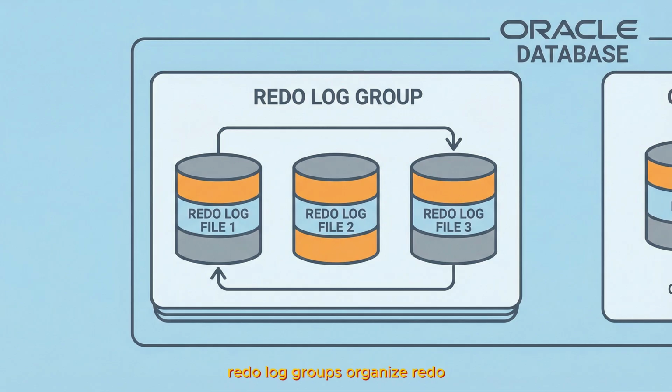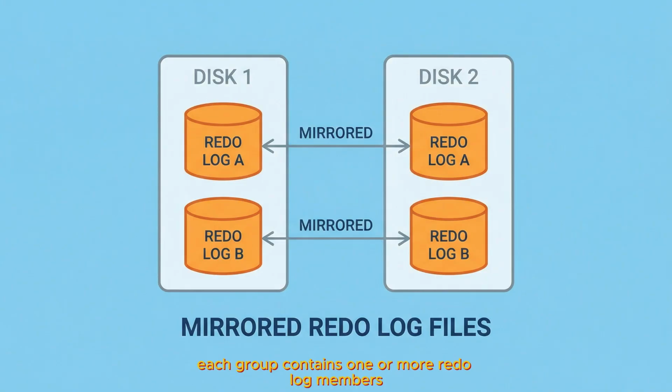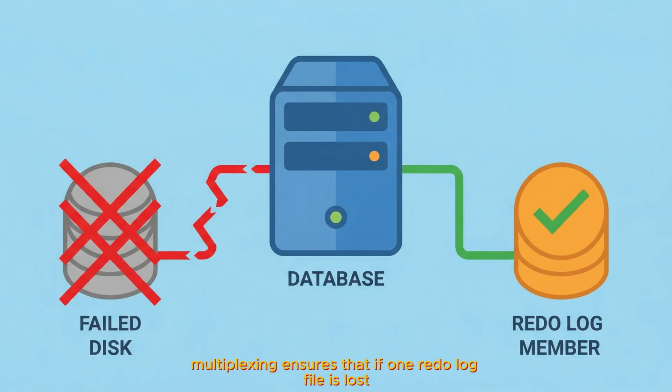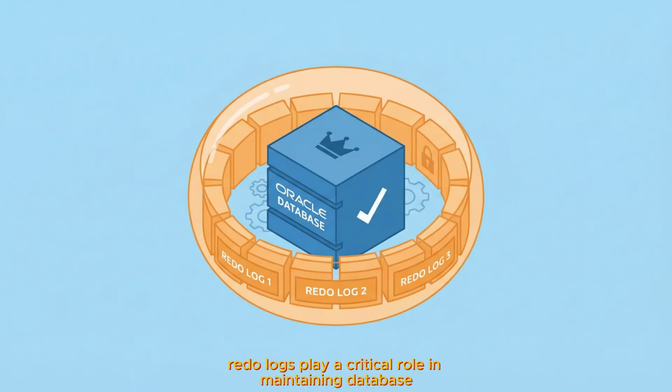Redo log groups organize redo log files into logical units. Each group contains one or more redo log members. Redo log members are multiplexed copies of the same redo log group. Multiplexing ensures that if one redo log file is lost due to disk failure, another copy still exists, protecting the database from catastrophic loss. Redo logs play a critical role in maintaining database integrity.